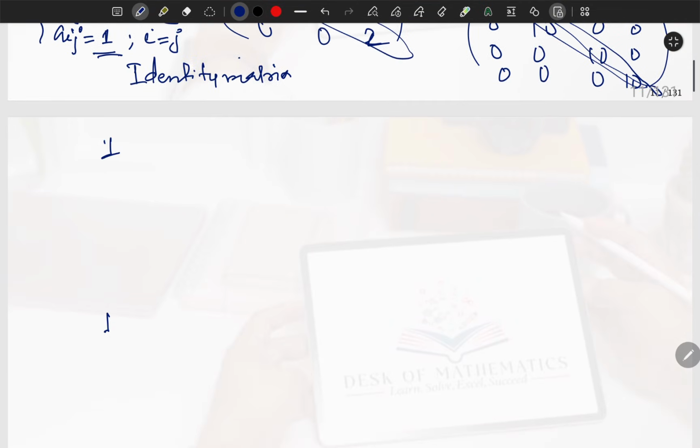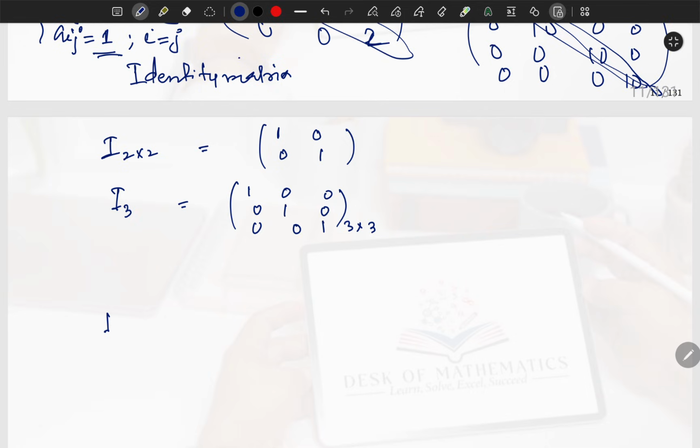For example, in the identity matrix, if you write I_2, what is this? It is a 2 cross 2 matrix, and identity means the diagonal elements will be 1. If I_3, this is a 3 cross 3 matrix. So identity matrix means it is scalar, it is diagonal: 1 0 0, 0 1 0, 0 0 1. So this is called the identity matrix. You also call it a unit matrix.